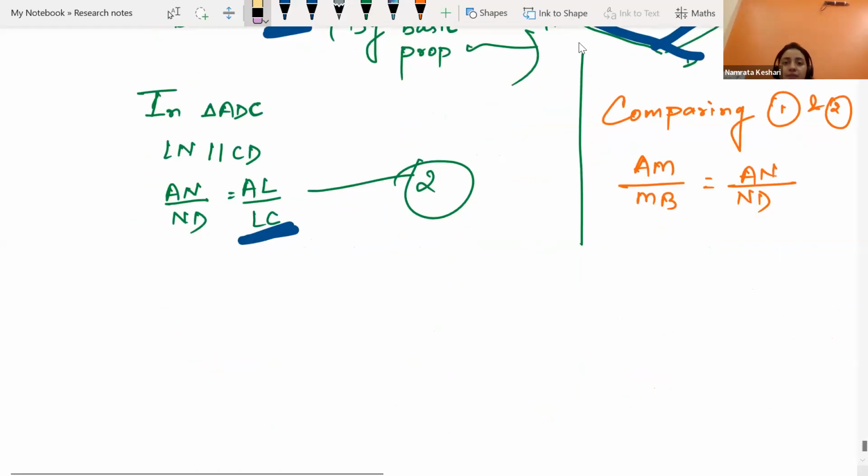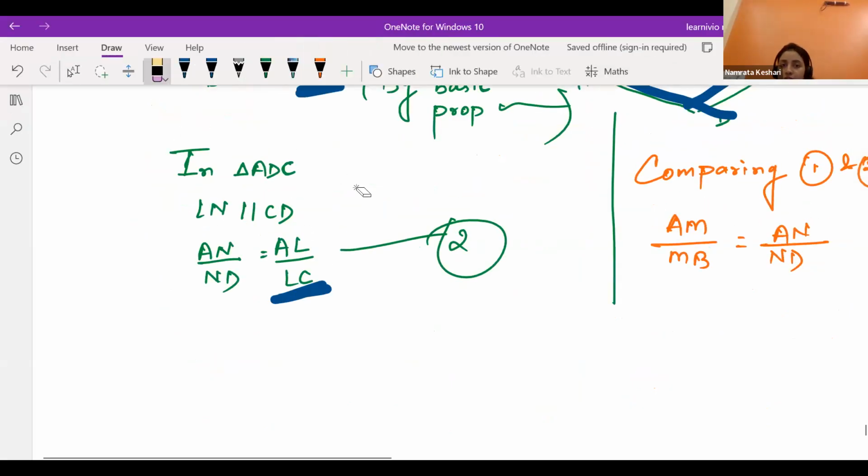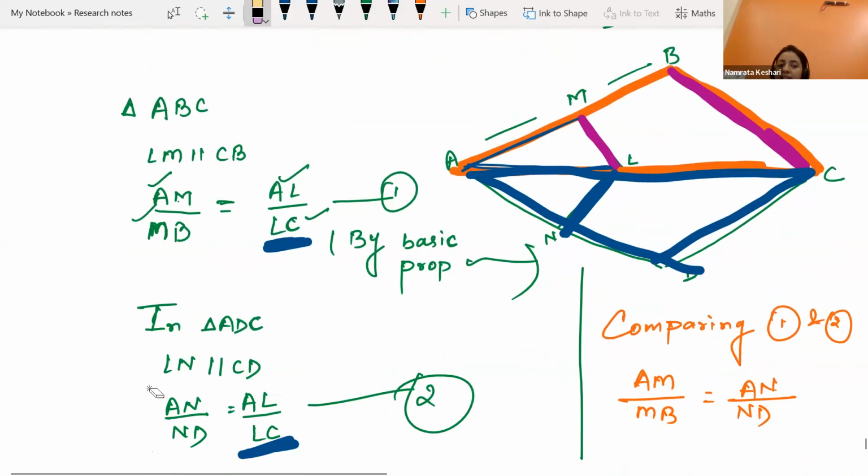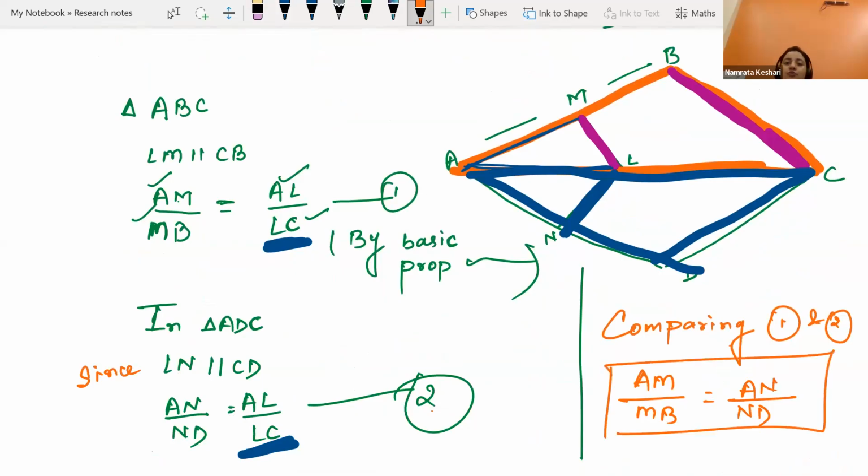Ma'am, next can you tell how do we write the conclusion? This one, for Aisha, how do we write the conclusion? We'll be writing the conclusion that in triangle ABC, LM is parallel to CB. Then by basic proportionality theorem, this is equation number 1. In triangle ADC, since LN is parallel to CD, whatever I have written on the screen, Aisha, only this much you have to write. No conclusion is required. Think about it, Aisha. क्या conclusion हम निकालेंगे यहाँ से? Equation 1 and 2 को compare करके हमने जो निकाला, हमें यही तो proof करना है. ध्यान से देखो.